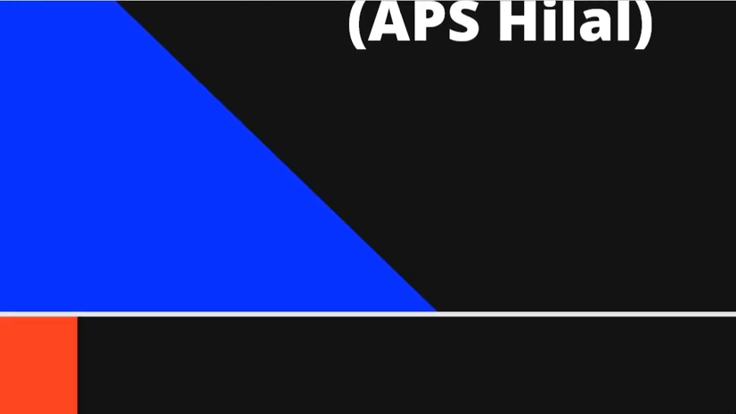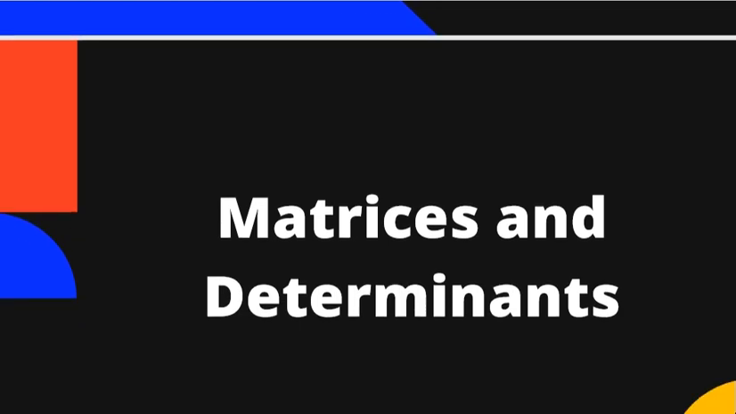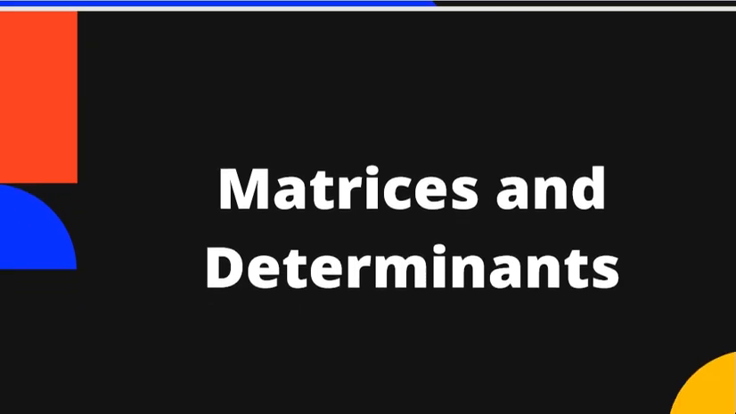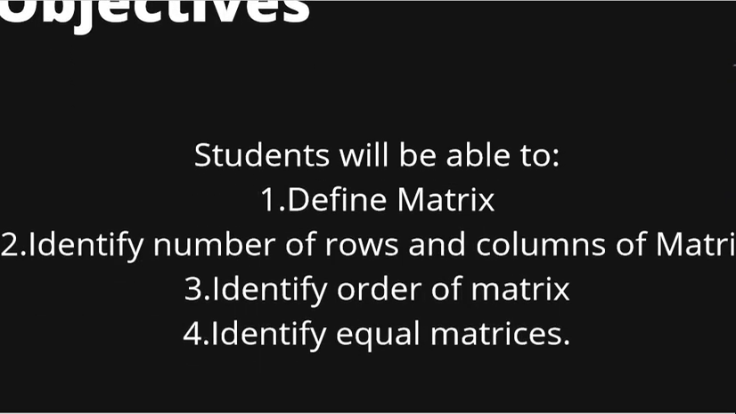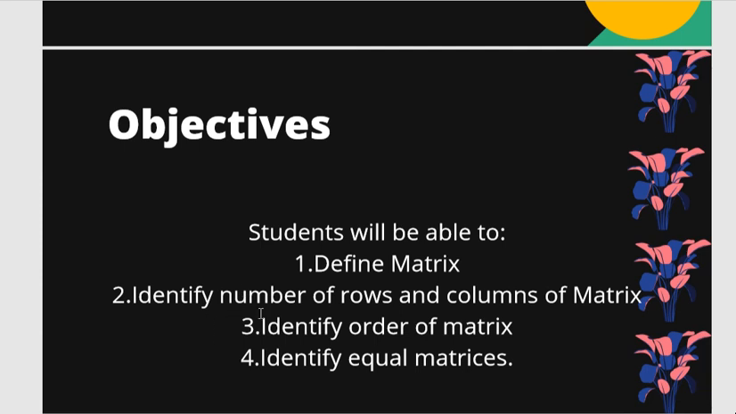We are going to discuss matrices and determinants. Objectives for the lesson are: students will be able to define matrix, identify number of rows and columns of matrix. Third, identify order of matrix. And fourth is identify equal matrices.